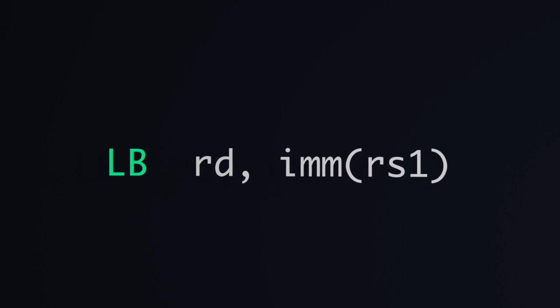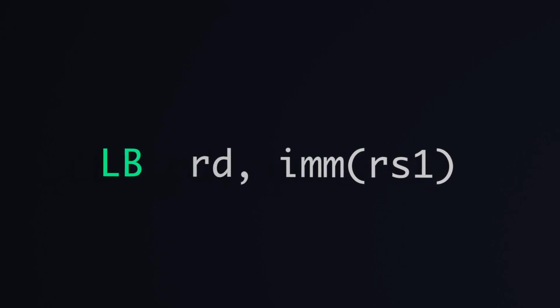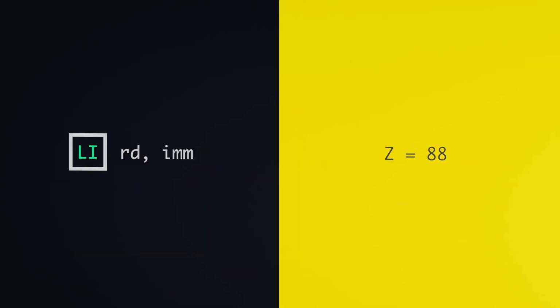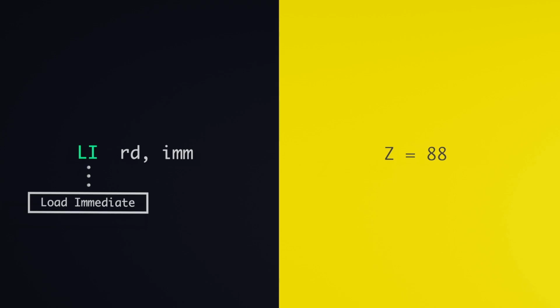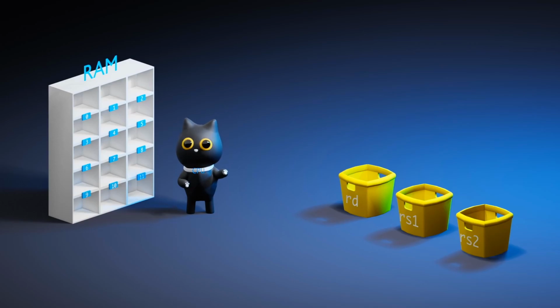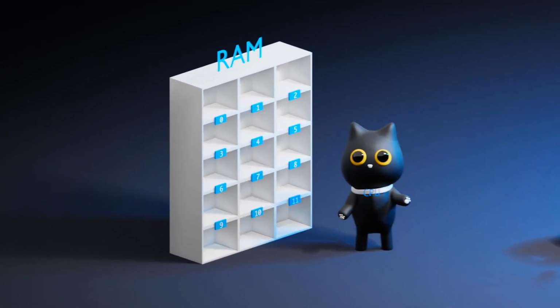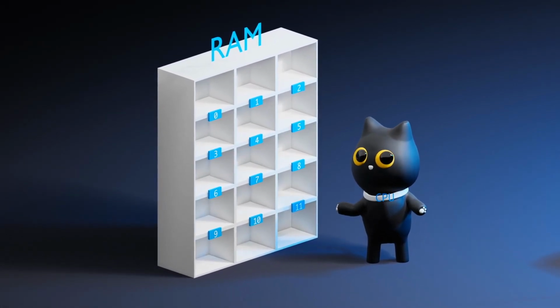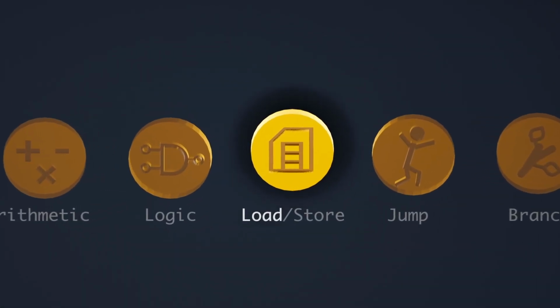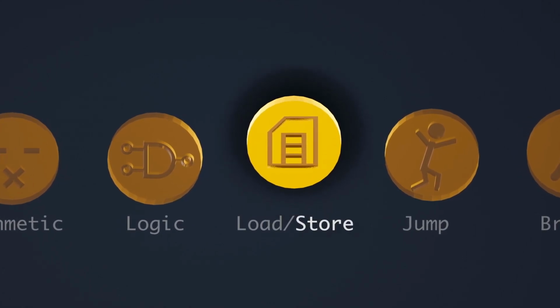There are also options to load data in smaller units, like LB, which is load byte. Then, we have the most basic load instruction, LI, which stands for load immediate. This is commonly used when we want to initialize a variable, for example, as it just loads a constant to a register. Sometimes there is not enough space to store results on the CPU registers, so the compiler might opt to spill them into memory. Hence, there's also a group of store instructions.